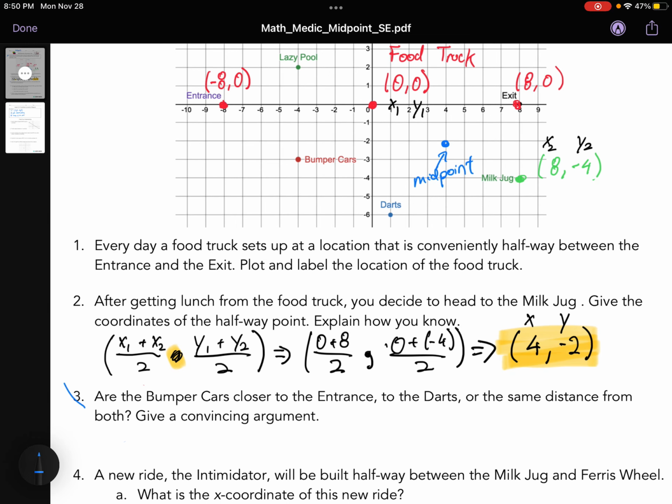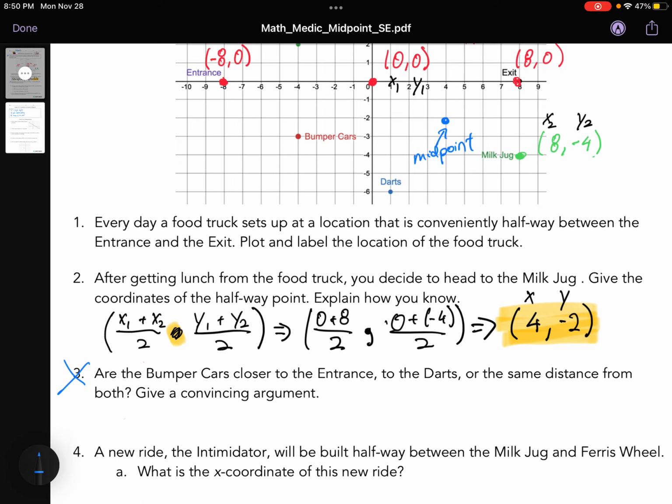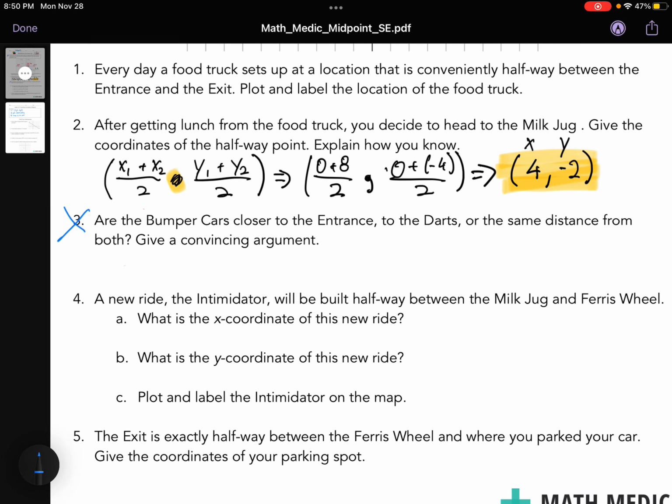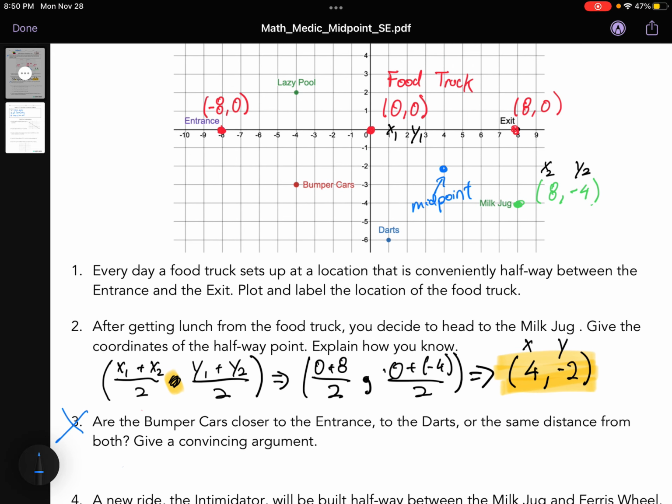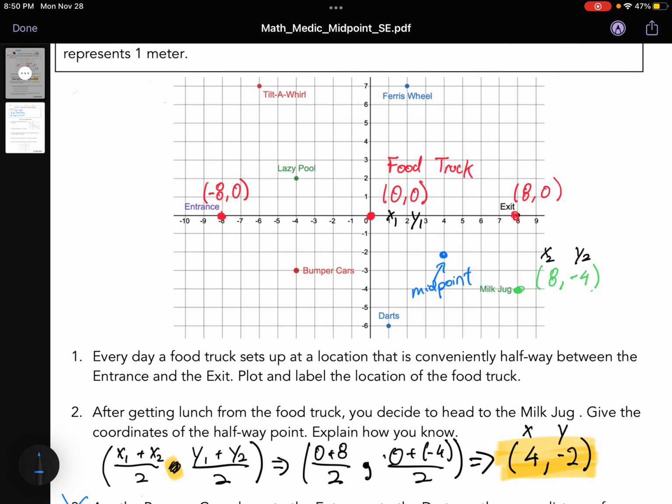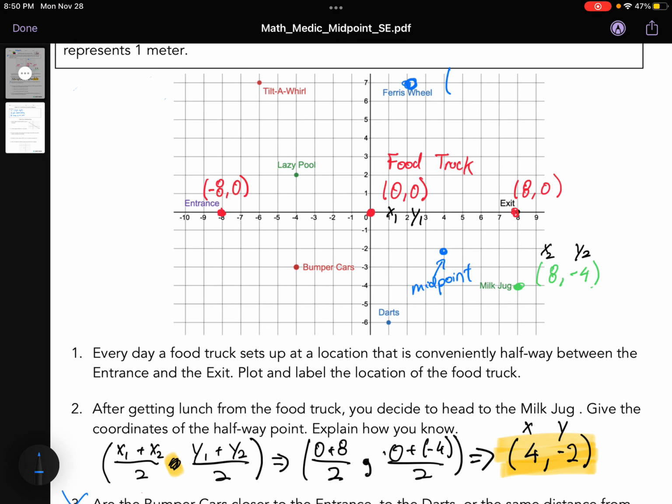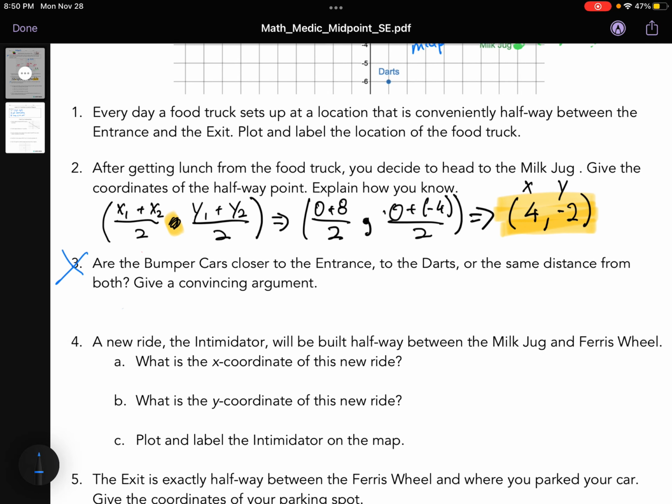Now we're going to skip number 3. Moving on. Let's go to number 4. A new ride, the Intimidator, will be built halfway between the milk jug and the Ferris wheel. So let's go to the milk jug, which is in green, and Ferris wheel, which is in blue. That's where it is. Now the milk jug has coordinates 8 comma negative 4. The Ferris wheel has coordinates 2 comma 7. You go to the x value, you go to the y value. It's 2 comma 7, 8 comma negative 4.